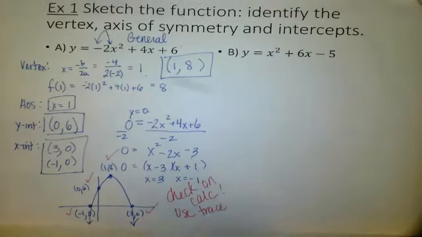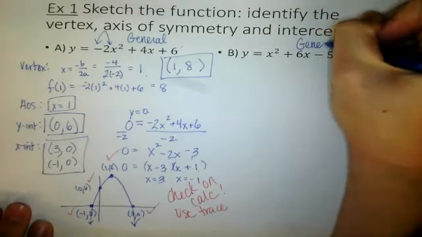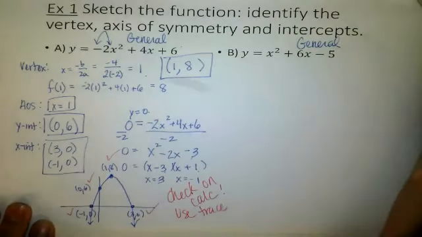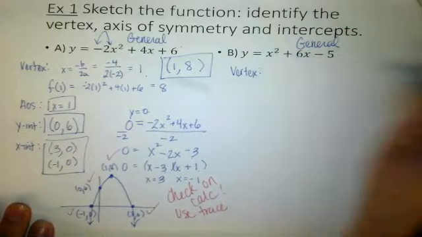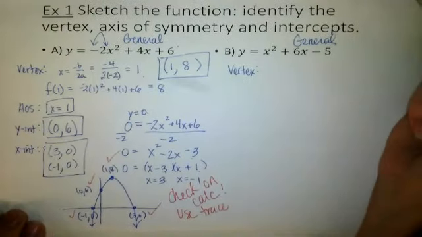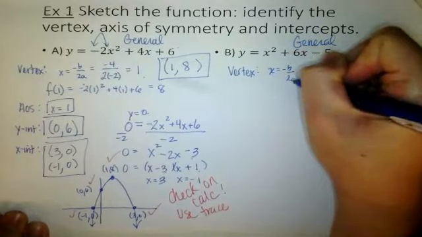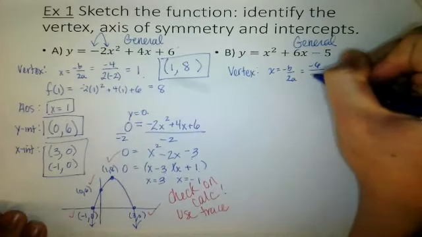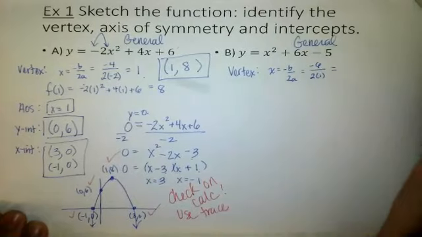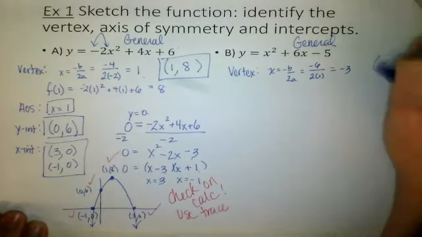All right. Letter B, what form is this one in? General form. Again, ABC form. So we want to find the vertex. How do I find the vertex? That's the x coordinate, -b over 2a. That would be -6 over 2 times 1, which is just -3. So that's the x coordinate.